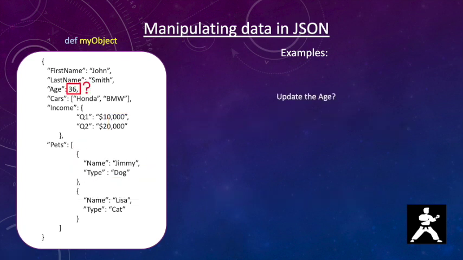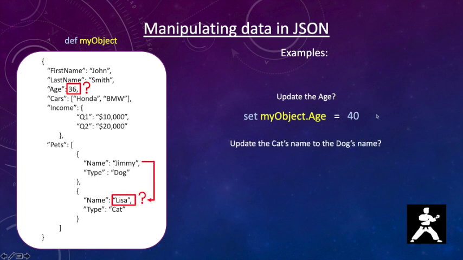Moving on. How to update the age? So our John Smith has 36. Let's say we want to update to 40. It's very simple. We have to use a keyword in Karate called set. Then we call our object.age. Age is our key from our object, and we just assign value 40.